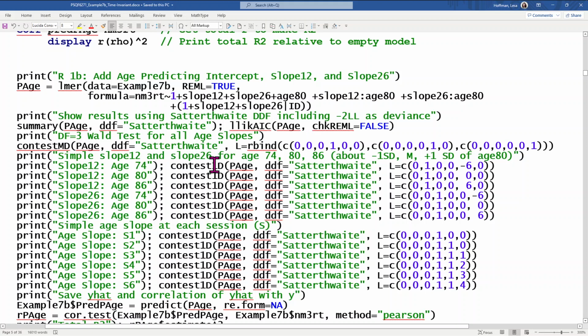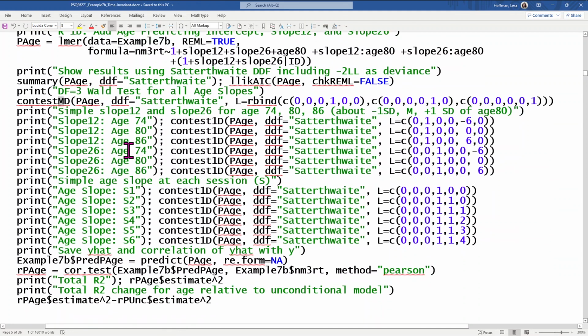Then I can use contest 1D, so 1 dimension versus multiple dimensions, to create the predicted simple slopes at different ages. So here I have a 1 in the 2nd column because I need 1 of slope 1, 2, and then I have values in the second to last column as the age for which I want slope 1, 2. The last three statements, then, the 1 switches to the third column because it's slope 2, 6. Likewise, the age values go in the last column for the interaction of age by slope 2, 6. And these are the age values for which I want slope 2, 6.